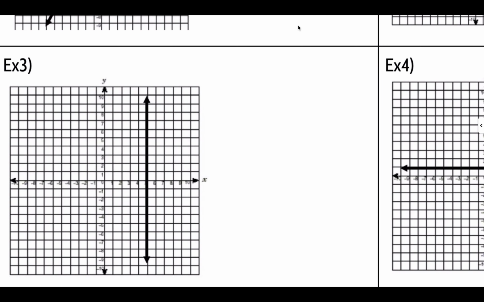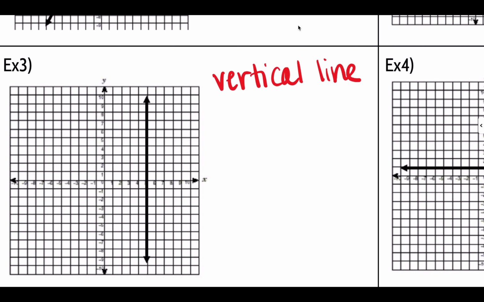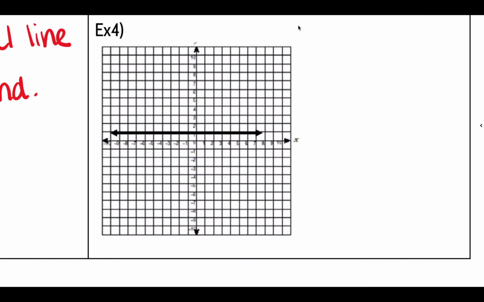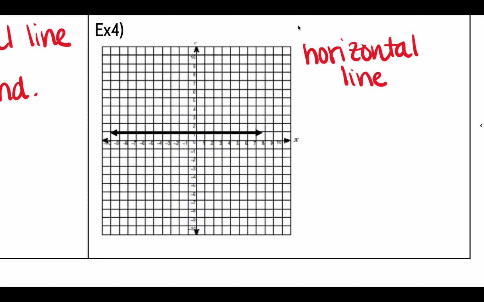Number 3, it is a vertical line. So our m is undefined, and I use UND, that undefined, as an abbreviation. Number 4, we have a horizontal line. So our m is 0, the slope is 0.